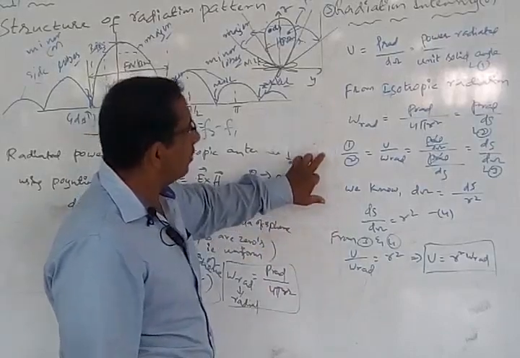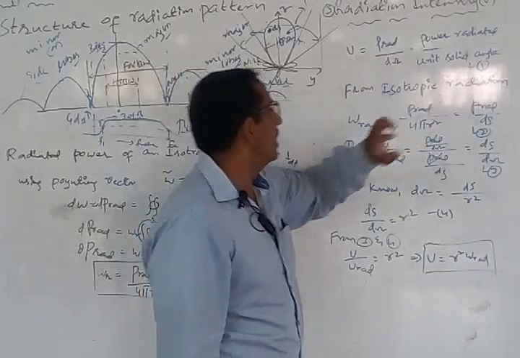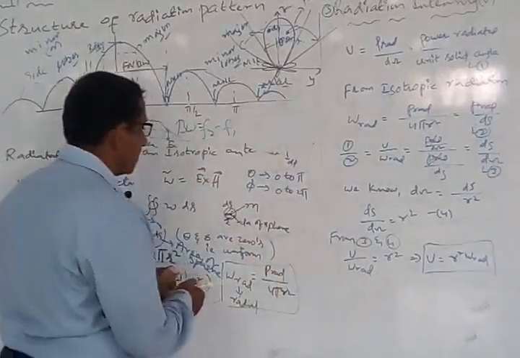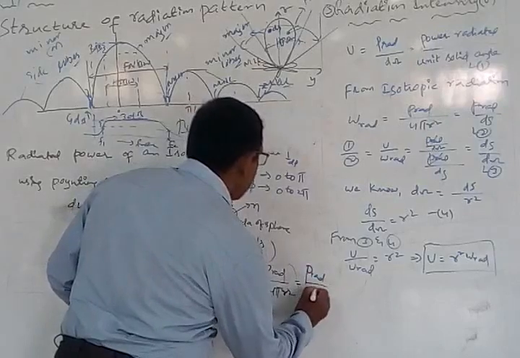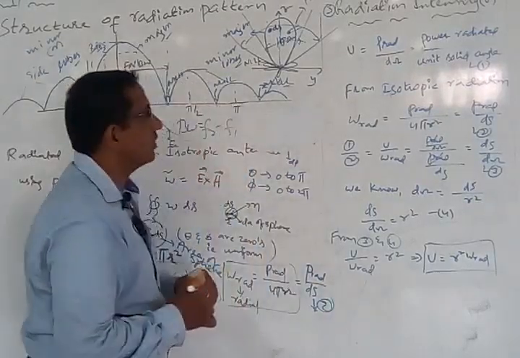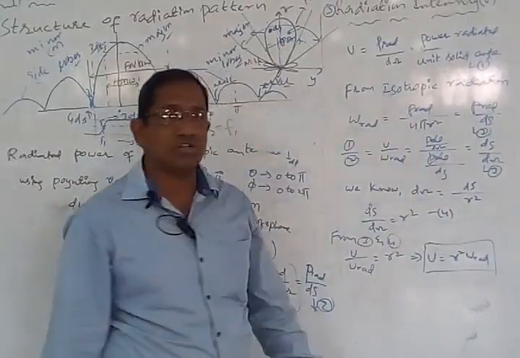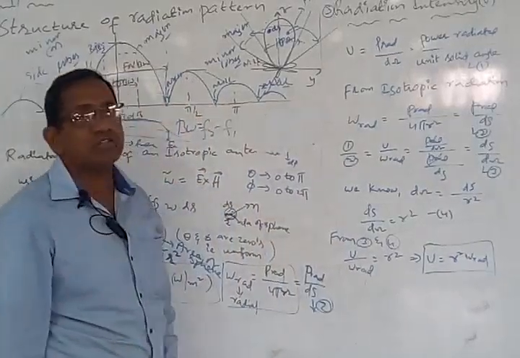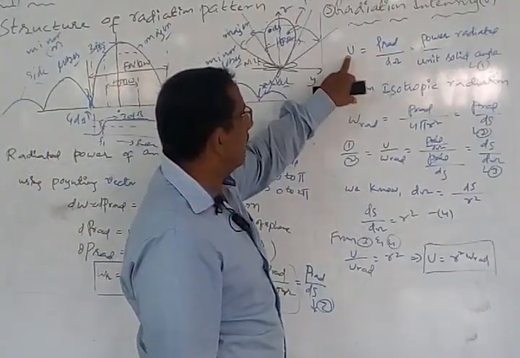Now I will name this equation U equal to P rad by d omega as equation 1, and the next equation from the isotropic antenna, the same equation I have written here, W rad equal to P rad by ds, I will call equation 2. Now let us divide equation 1 by 2 to get a relationship for the radiation intensity. We have to get the formula for radiation intensity here. That is important. So I will divide 1 by 2.